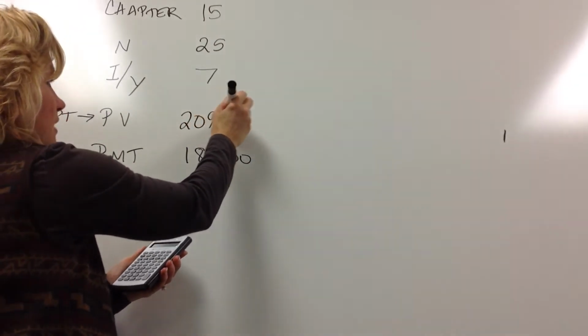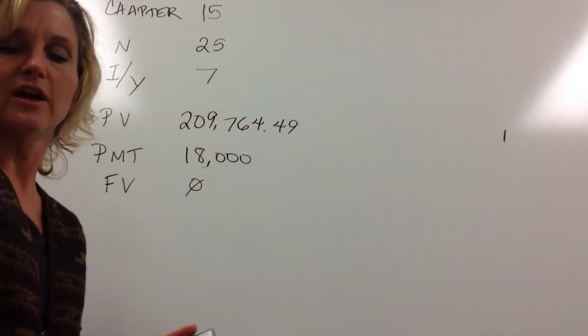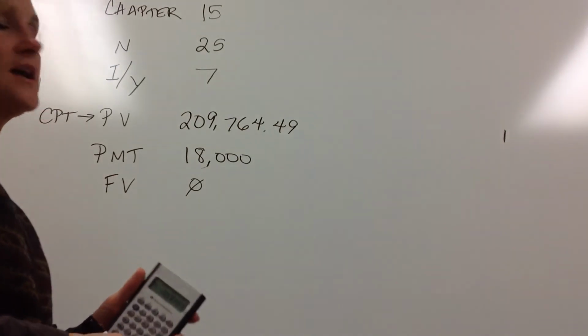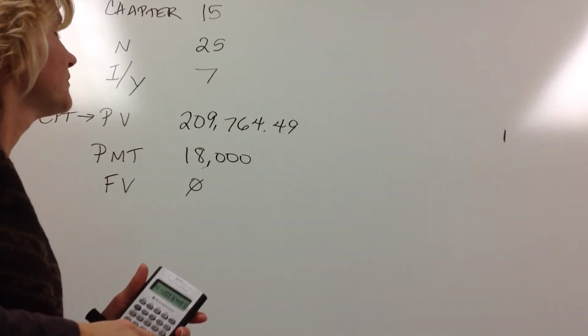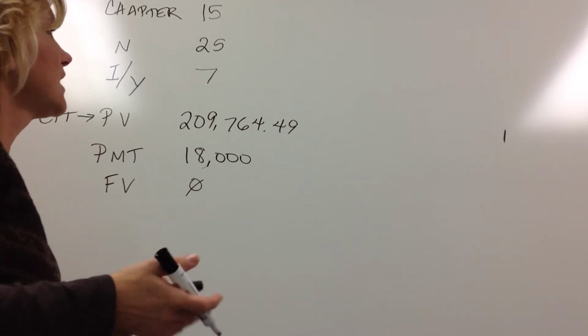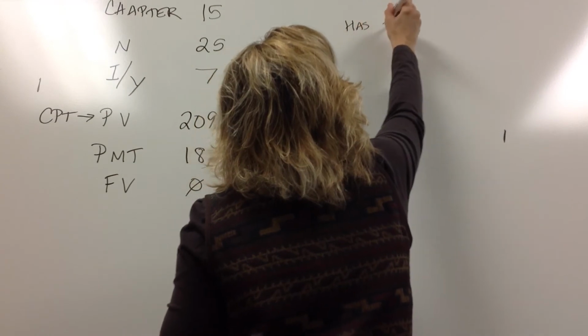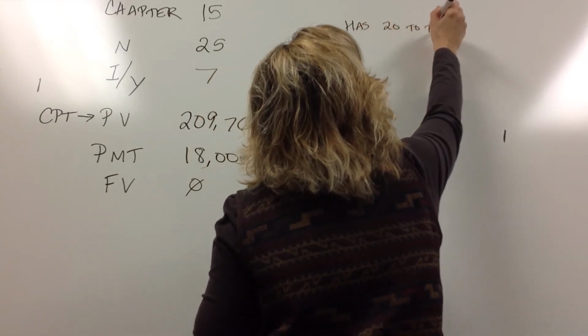This Chandra would need $209,764.49 the day he retires. Now this problem ends there, but if I add a second part to it and I say, okay, say he has 20 years to save, or 20 years to retirement.